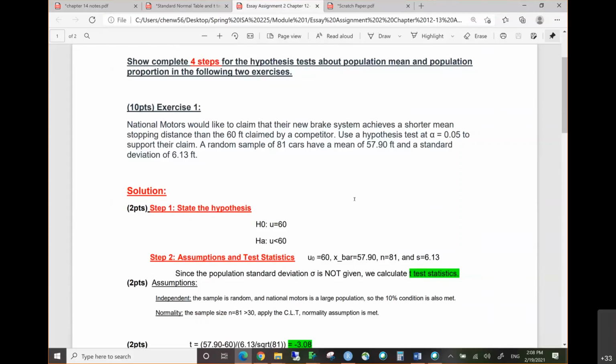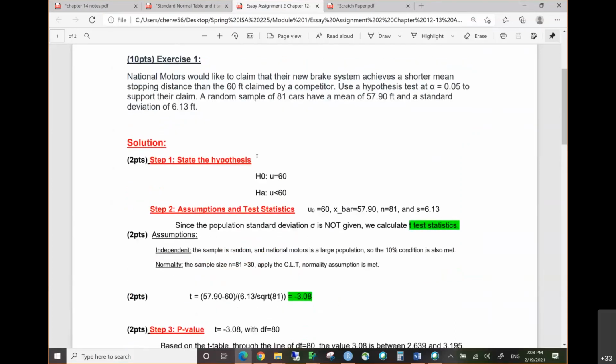For exercise 1, the question is quite clear. What do we want to test? We want to test whether their new brake system achieves a shorter mean stopping distance than 60 feet. This is the thing we want to test. Actually, we are testing the population mean. So for the first step, state the hypothesis.